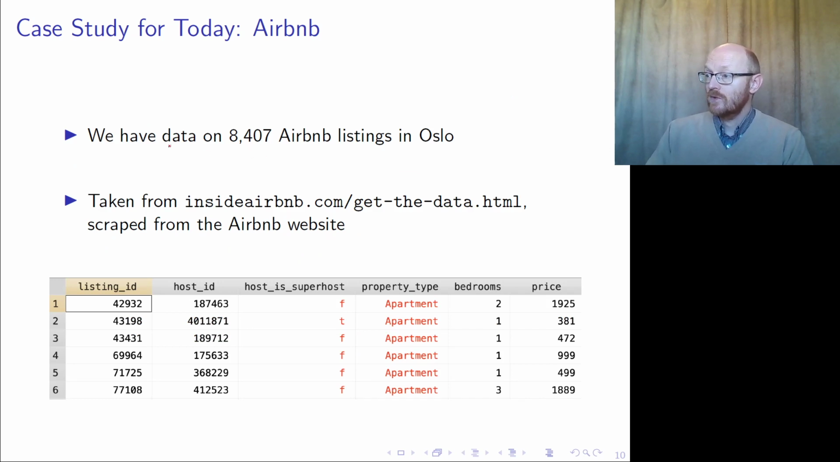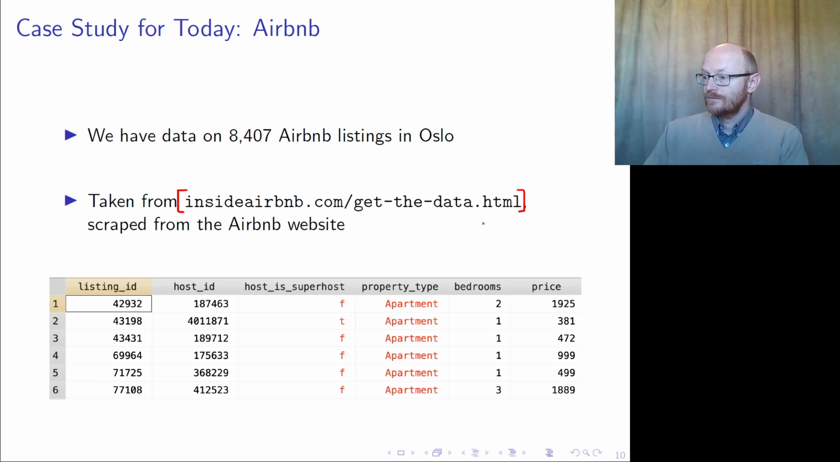Okay, so we have, of course, data on Airbnb listings, and at this site you can find a lot of data from Airbnb, for different cities and different kinds of data. So you have a lot of data available freely. This is free data.